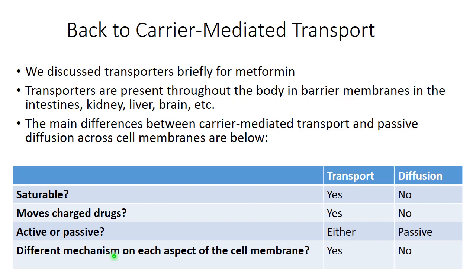Are there different mechanisms on each aspect of the cell membrane for transport? Yeah, there are usually different transporters on the apical membrane than on the basolateral membrane, whereas for diffusion, the membrane is pretty similar in terms of lipid content, and the ability to diffuse is pretty consistent.